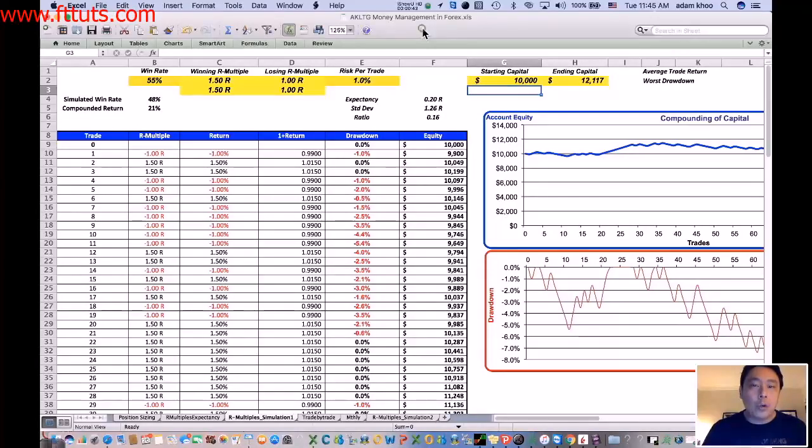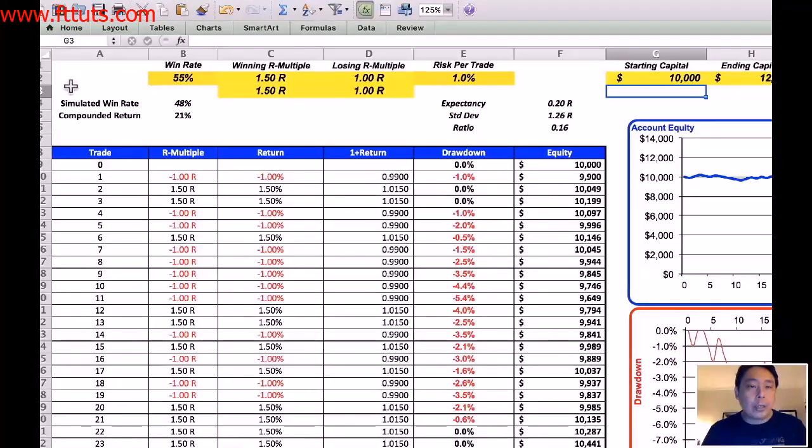So I'm going to show you how it works. Basically, this uses an Excel random number generator. What you want to do is key in the boxes in yellow, and you'll compute the different outcomes you can expect.